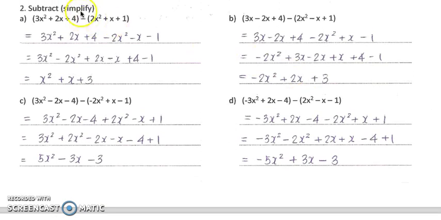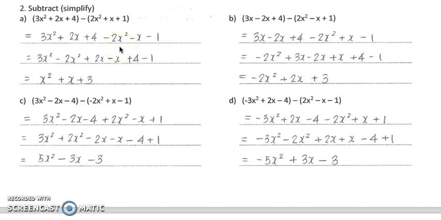Number 2. We have trinomials. We have some x squared terms. Does that matter? No, the rule is the same. So your first group, 3x squared plus 2x plus 4, stays the same. When you subtract the second group, we're subtracting 2x squared. Subtract 2x squared. We're subtracting x. Subtract x. We're subtracting positive 1. Subtract 1.